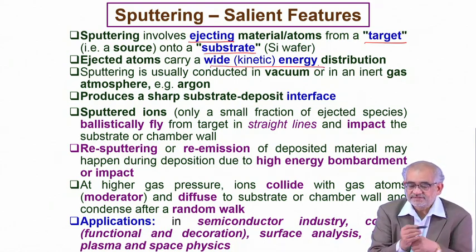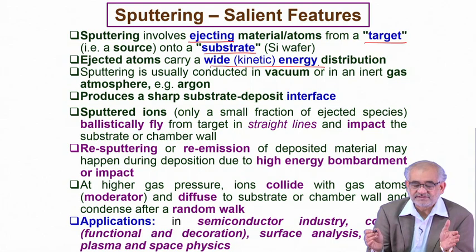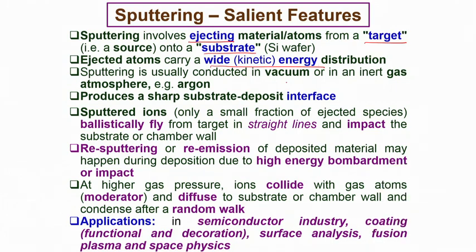So there could be a wide distribution of energy, and because of this wide distribution of energy, there could be variation in thickness and even composition if the sputtering is from an alloy. Anyway, we need to create a vacuum and then backfill with an inert gas, usually argon. The interface, just like in the previous PVD process, this is also nothing but a PVD process, will also be sharp. So you do create a sharp substrate deposit interface.